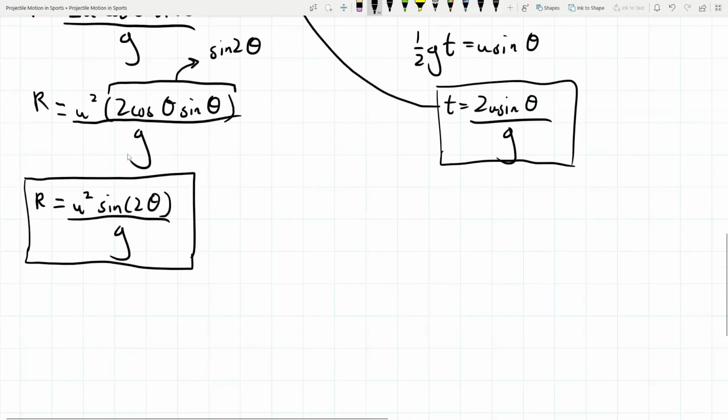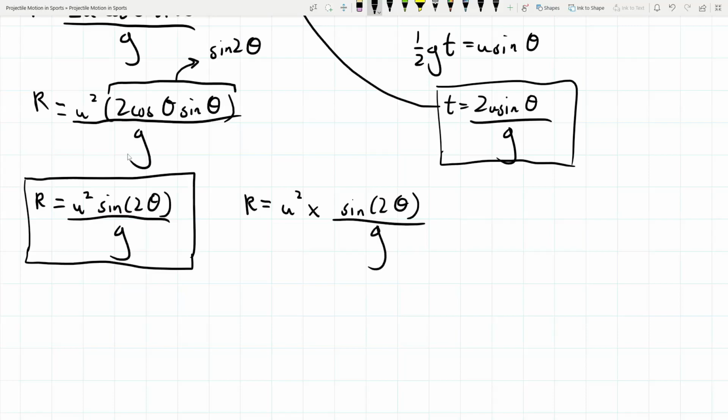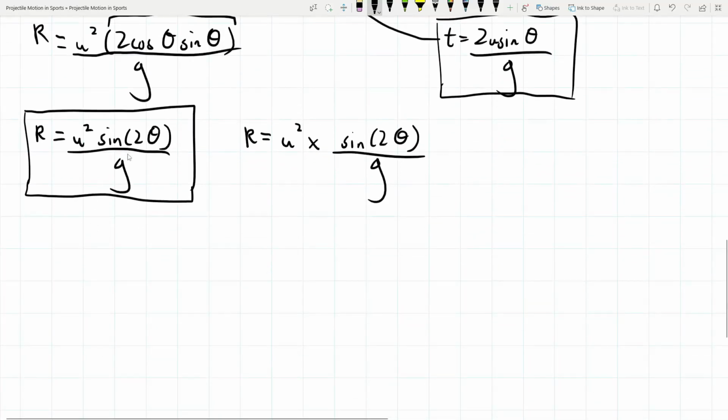This should be pretty obvious, so we can rewrite this as R equals u squared multiplied by sin of 2 theta over g. So obviously, the bigger u is, the bigger the range is going to be, because as this number gets bigger, it's being multiplied, so it's just going to get bigger. So we just want u to be as big as possible, which you probably expected. It's not very surprising. But how about the angle?